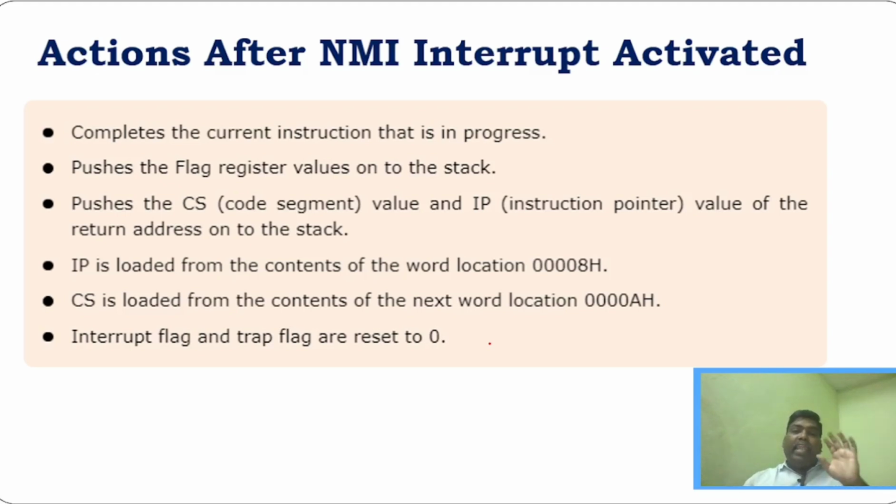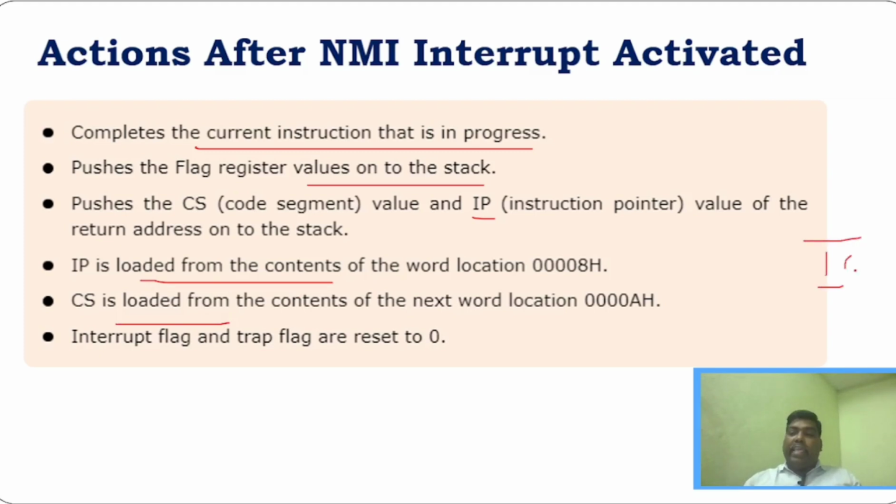And whenever the NMI interrupt happens, remember in the previous video I said whenever an interrupt happens, these steps will be followed, right? For whatever interrupt, the same steps will be followed. It will complete the current execution in progress, then push the flag register, then push the CS and IP of the main program address, right? And then the IP and CS of the ISR will be loaded.